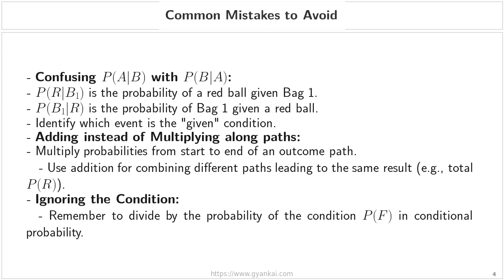Finally, do not forget the denominator. When calculating conditional probability, it is easy to find the intersection, but you must remember to divide by the probability of the condition, which is p of f. If you forget to divide by the probability of the event that has already happened, your final answer will not be a true conditional probability.